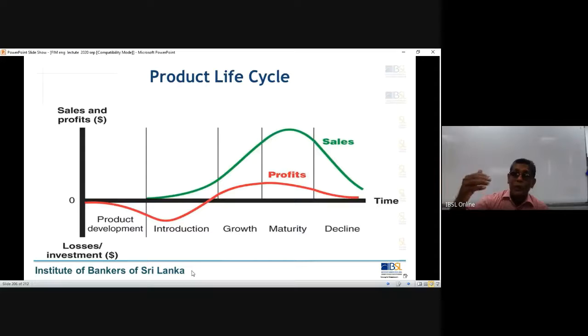So they want to relaunch. They are extending their maturity life period. How have they done it? They come up with new varieties, adding some new varieties.